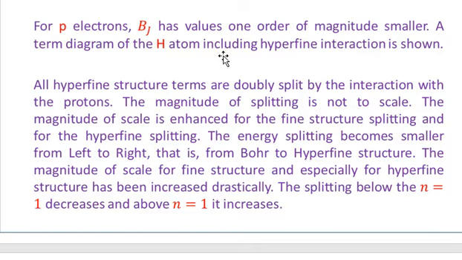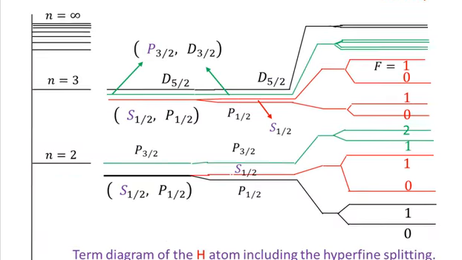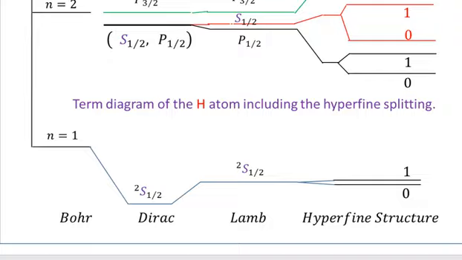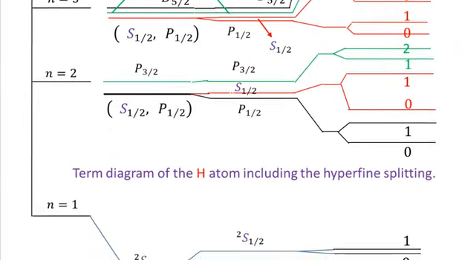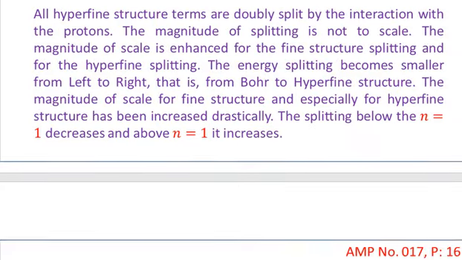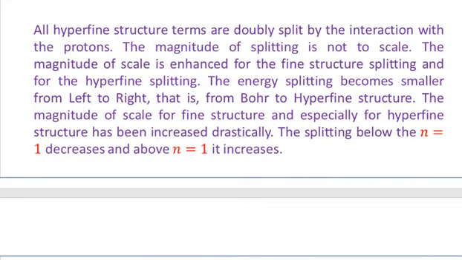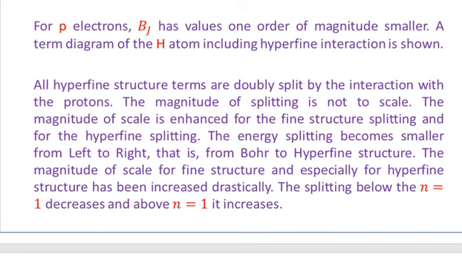The term diagram of the hydrogen atom, including the hyperfine structure, is shown, which is over here. This is the term diagram of the hydrogen atom for the hyperfine structure. I shall be explaining this shortly. So first of all, let me go through the relevant paragraph. All hyperfine structure terms are doubly split by the interaction with the protons. So here we are considering that all hyperfine structures will be doubly split.